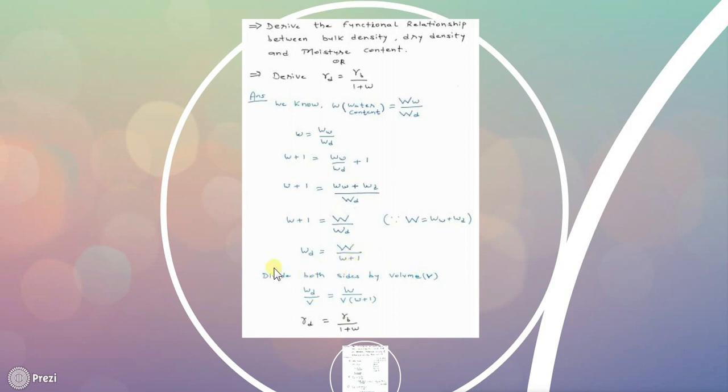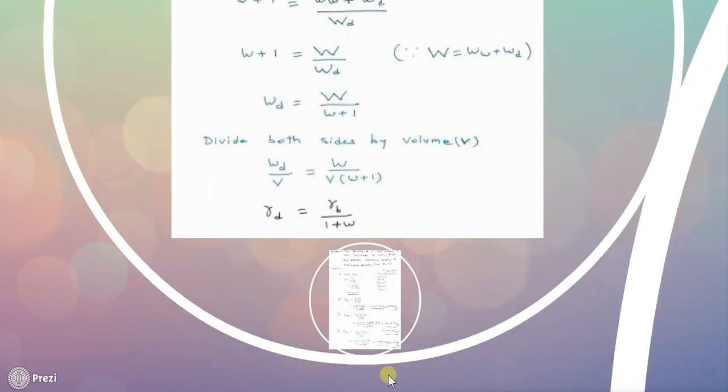Dividing both the sides by volume capital V, we will get WD by capital V is equal to capital W by V upon W plus 1. So it is proved that gamma D is equal to gamma B upon 1 plus W. Or we can say the relationship between bulk density, dry density and moisture content is like this. Let us go to numericals now.